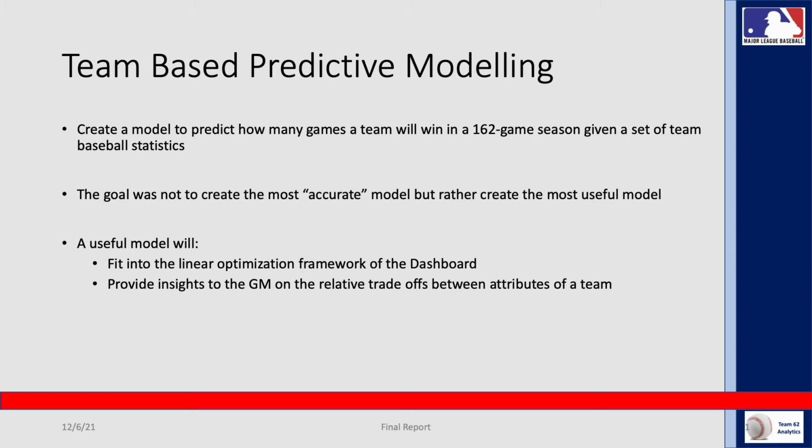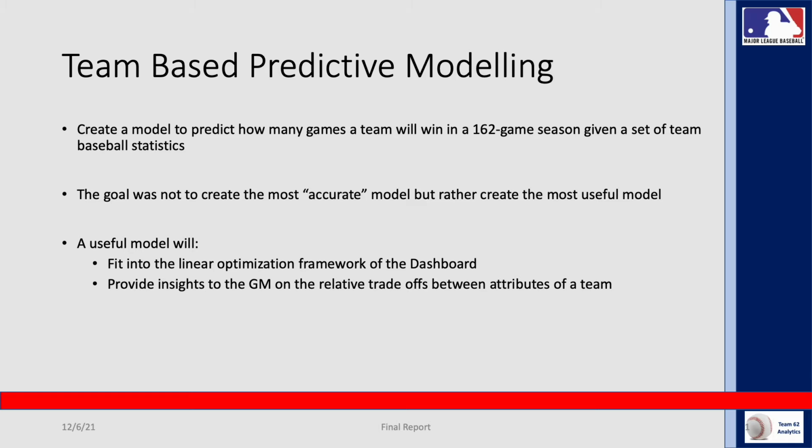And I'm going to take a few minutes right now and discuss how we did some of our team-based predictive modeling. So really what we were trying to do here was to create a model that could show, in a 162 game regular season, how a team with a given set of baseball statistics might actually win. We weren't trying to create the most accurate model in the world. The true prediction was something we were striving for, but we're really looking to create what we would classify as a useful model. So what's a useful model?